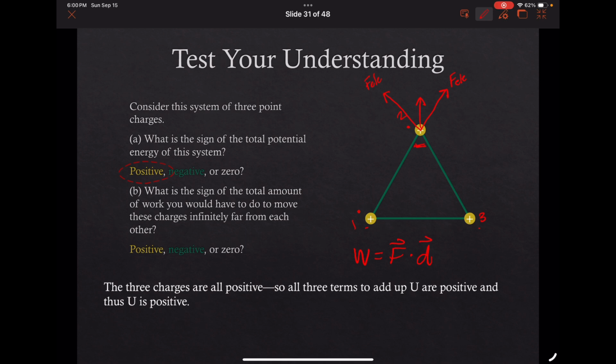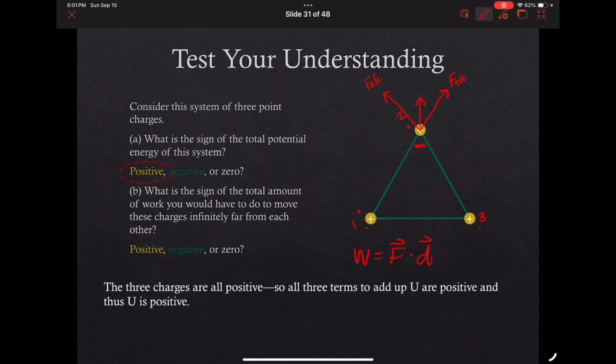So if we were to let this arrangement go, something is holding them together right now in a triangle. If we were to take away that force holding it together and let them do what they want to do, they're all going to fly apart. They're going to fly away from each other. And so the electric force is going to be in the direction of the displacement, right? If we were to let them go.